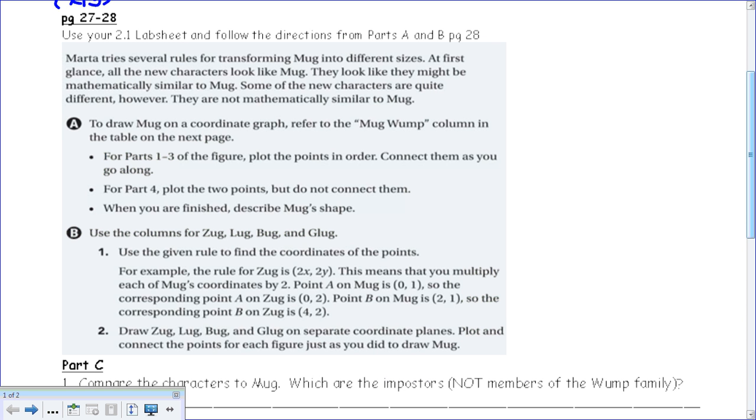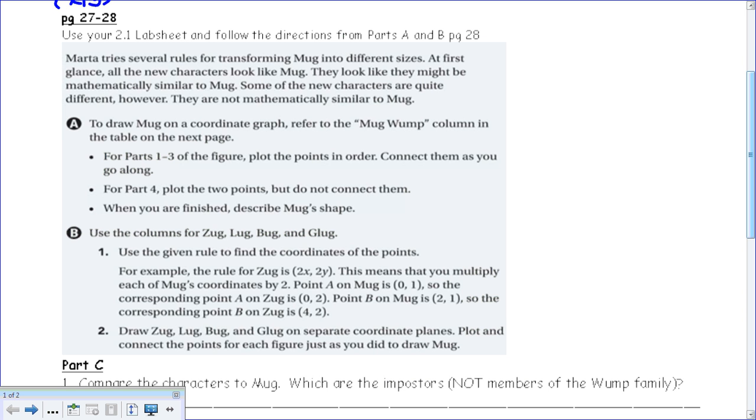So it says Marta tries several rules for transforming Mug into different sizes. At first glance, all the new characters look like Mug. They look like they might be mathematically similar to Mug. Some of the new characters are quite different, however. They are not mathematically similar to Mug.